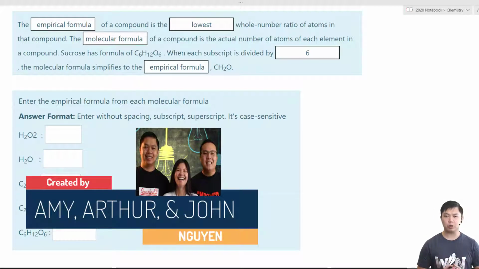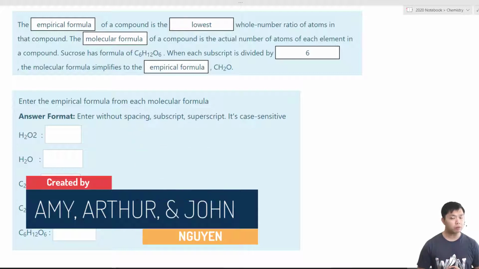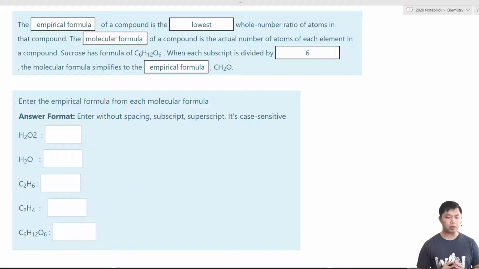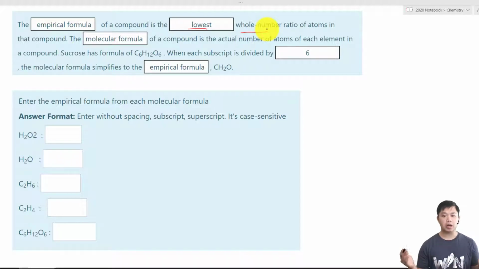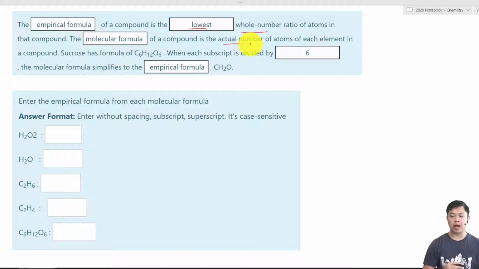In this lesson, we are going to learn how to write an empirical formula from a molecular formula. An empirical formula, again, is basically a formula that shows the lowest whole number ratio of atoms in that compound, whereas a molecular formula tells you the actual number of atoms of each element in that compound.